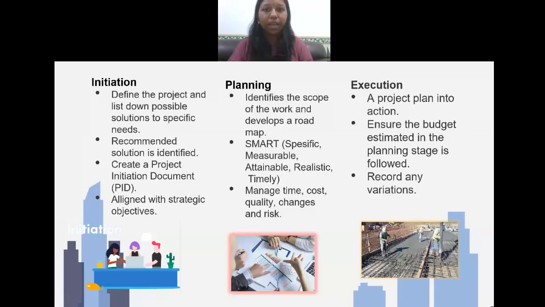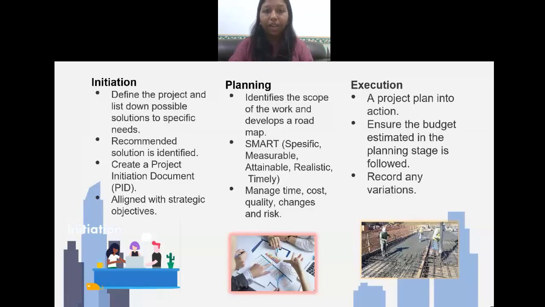Second is the planning stage. Identify the scope of the work and develop a roadmap. This construction project must use SMART. What is SMART? Specific, measurable, attainable, realistic, and timely. This planning phase will manage time, cost, quality, changes, and assessment of risk.